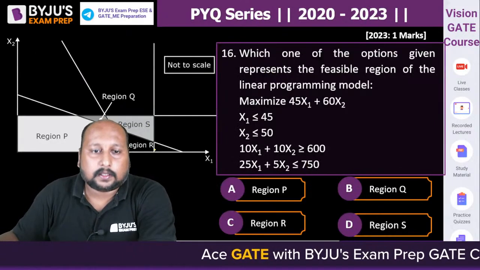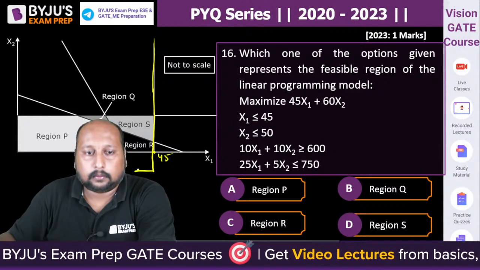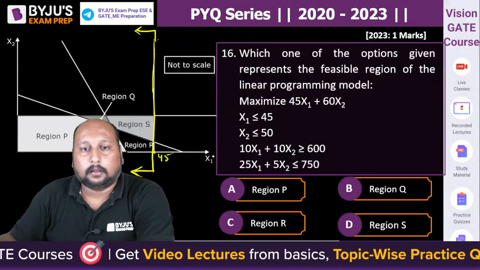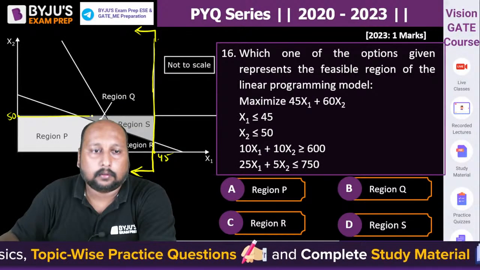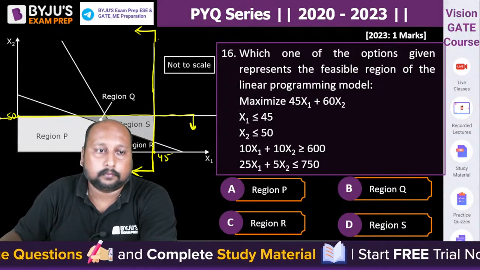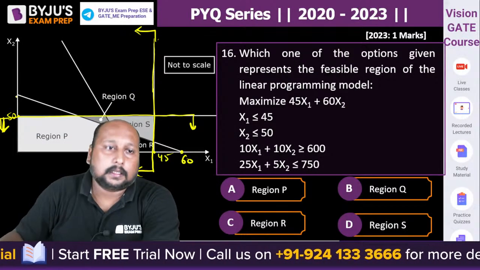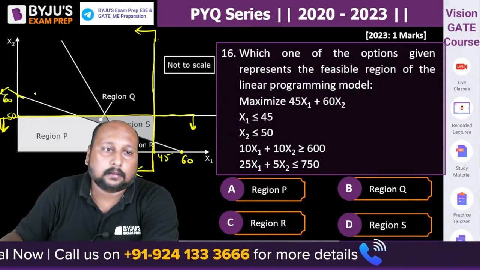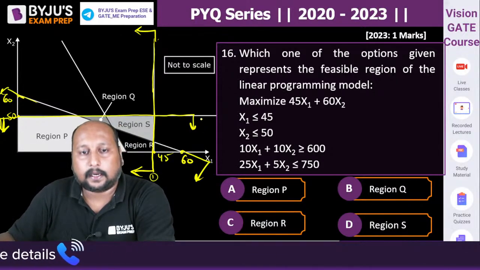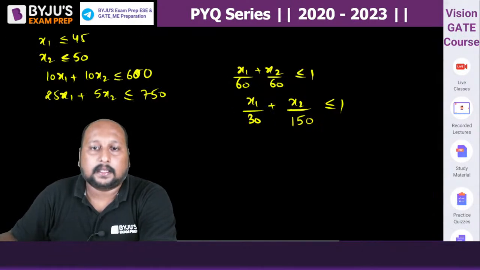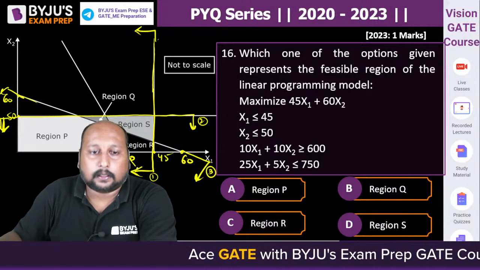X1 is less than equal to 45, so this is your 45. Perfect. Second is x2 is less than equal to 50. This is 50. Third constraint is 60 and 60. So this is 60, this is 60, something like this. This is your first constraint, this is your second constraint, this is the third constraint. Fourth constraint is 30 and 150. X1 is 30, this is 30, and 150 somewhere around here. So this will be something like this.